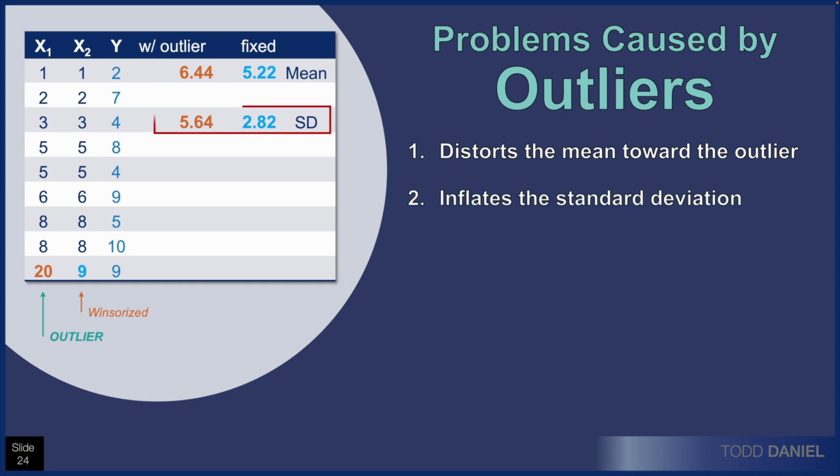The second thing that's going to happen is we're going to increase variability in our predictor. The standard deviation with the outlier is 5.64.